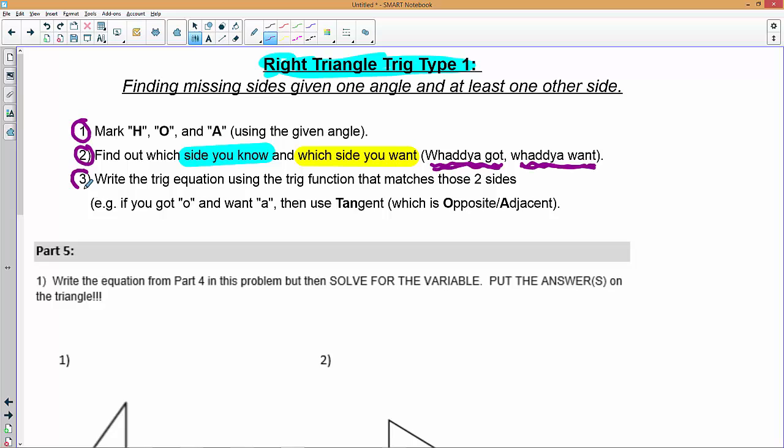Okay? And then the third step, which we already did in section 4, so if you followed along in part 4, this should be pretty easy. Write the trig equation using the trig function that matches those two sides. What do I mean by that? Well, for example, if you got O and then you wanted A, right, then you're going to look at SOH-CAH-TOA, right?